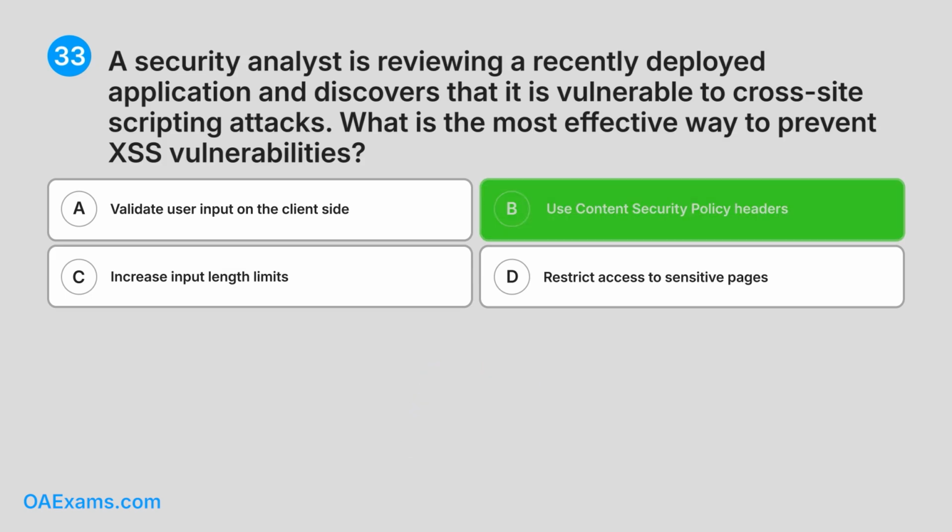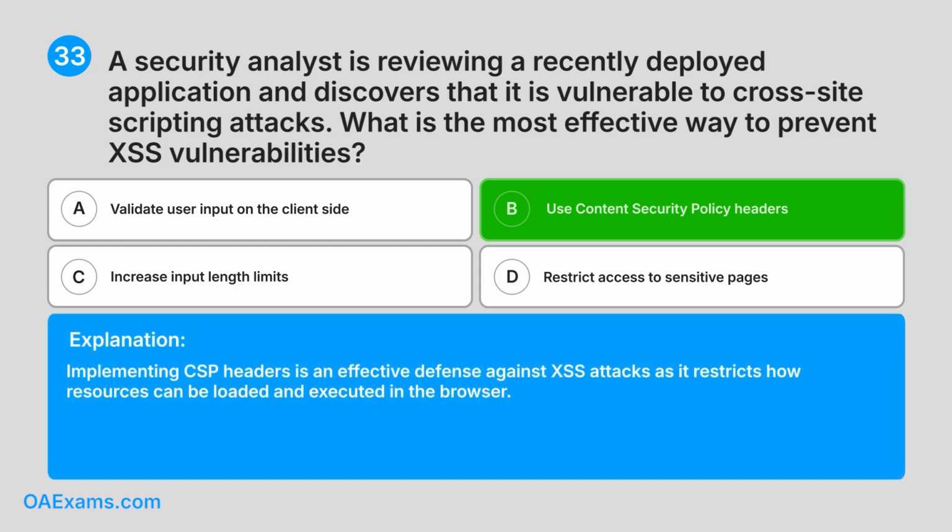Correct answer. B. Use content security policy headers. Explanation. Implementing CSP headers is an effective defense against XSS attacks, as it restricts how resources can be loaded and executed in the browser.